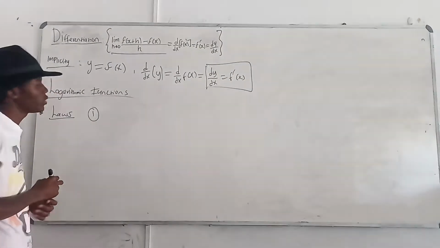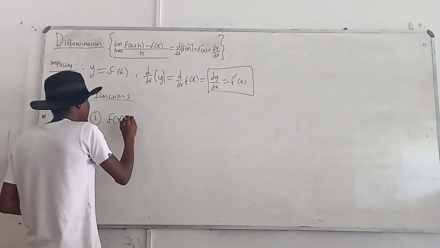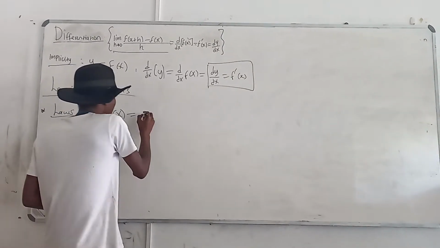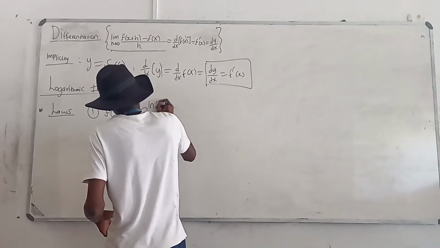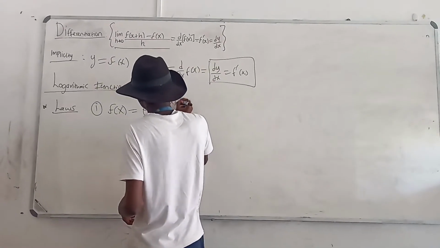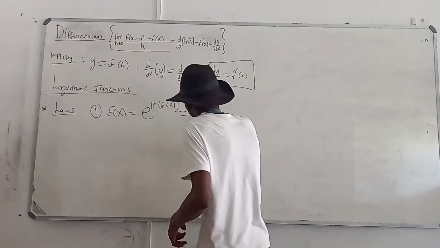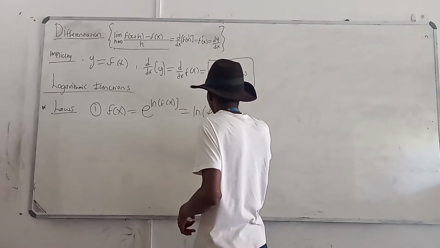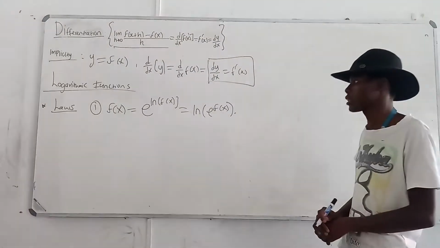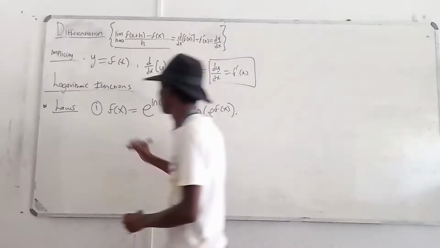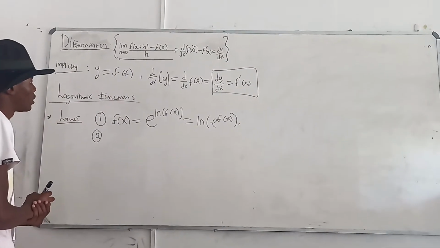The first one says our function f of x can be written the same as e to the power ln of f of x, or the same function can be written as ln of e to the power f of x. This is the first logarithmic law. So the second one.